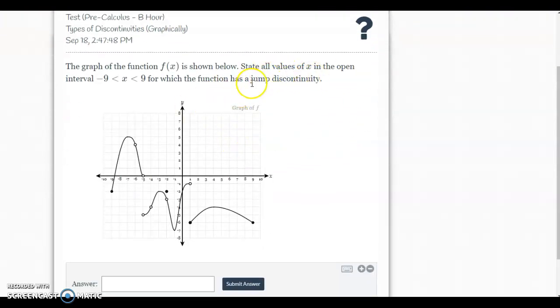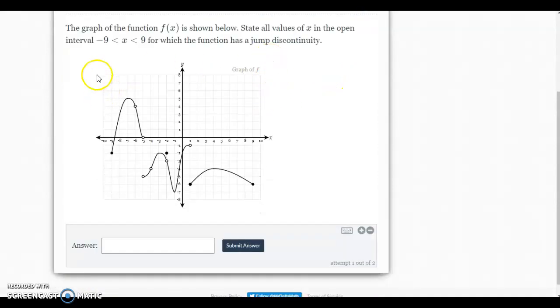Okay, last one says, state all values of x for which the function is a jump discontinuity. So we want to look at wherever the function ends in one spot and then seems to start up in another one. So let's start at -9, keep going. There's a hole, but my function continues past that hole. So this is a removable. I just pulled one point out. Here is where I have a jump because my function seems to end at -5, at a y value of 0, and then it pops down here and starts all the way down there. So that's where my first jump discontinuity is.